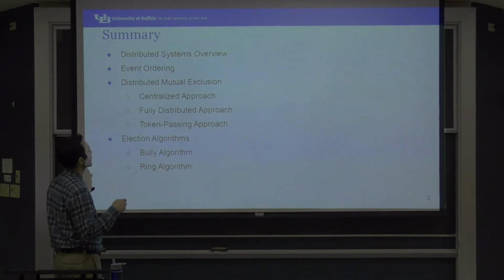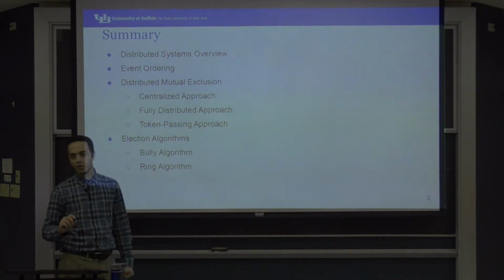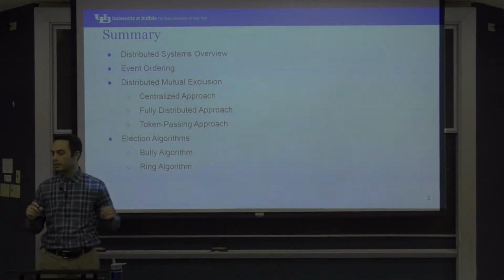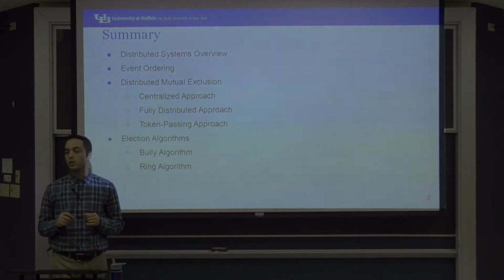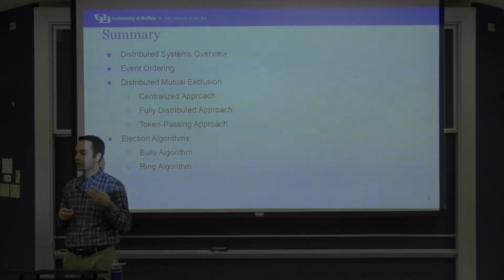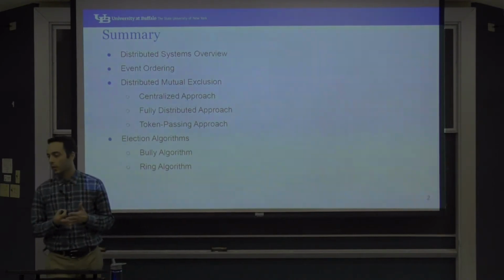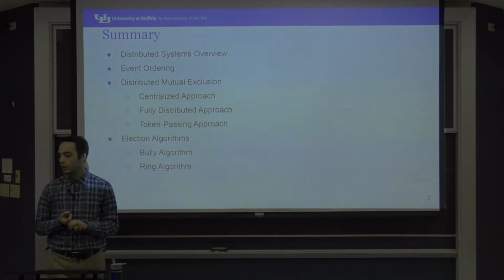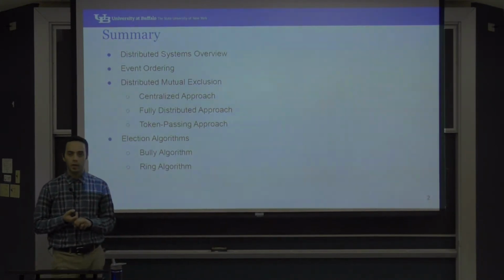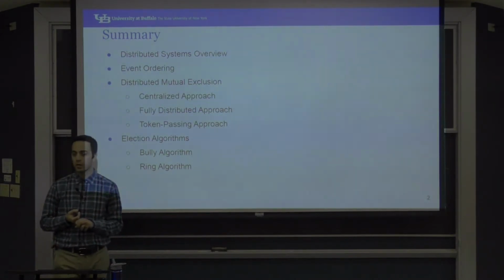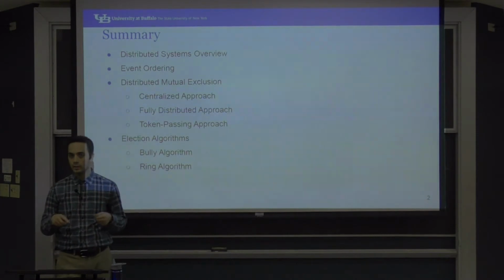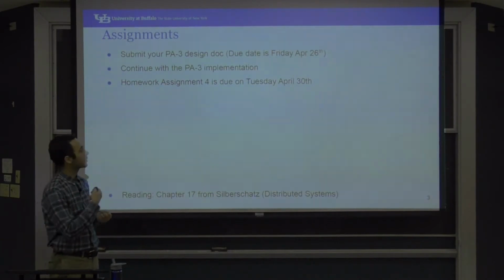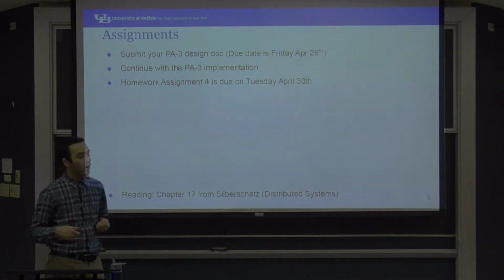Last time in distributed systems, we talked about an overview of distributed systems and event ordering: the happened-before relationship and concurrent processes on different sites. Then we talked about distributed mutual exclusion, where we covered the centralized approach, the fully distributed approach, and the token passing approach. And then we introduced two algorithms for election: the Bully algorithm and the ring algorithm. We didn't get to cover that in that lecture, so we covered it in class. Today, I'm just going to cover it in the recording. Obviously, these were assignments for that past week.